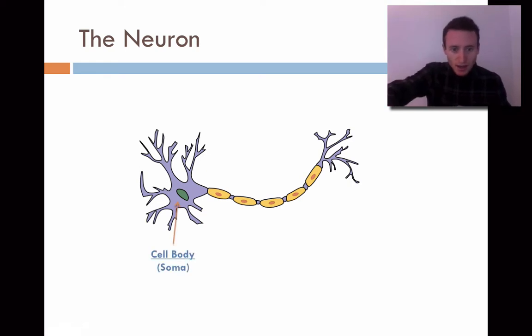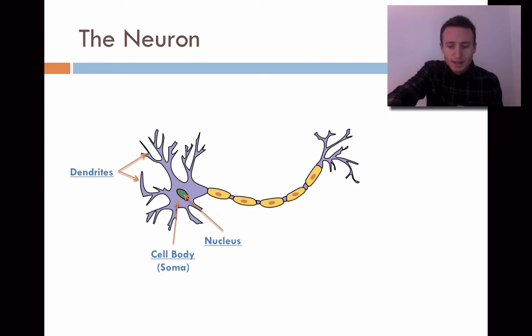So much like other cells in the human body, there is the soma, or the cell body. And within the cell body is the nucleus. This is where the DNA is housed. What distinguishes a neuron from other cells, however, are these other structures.